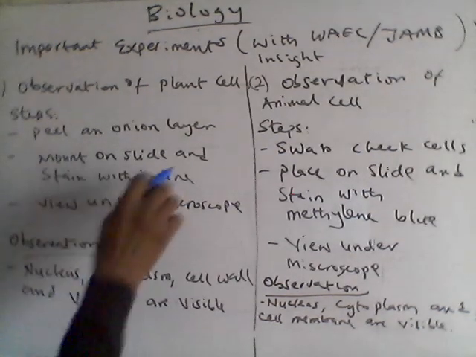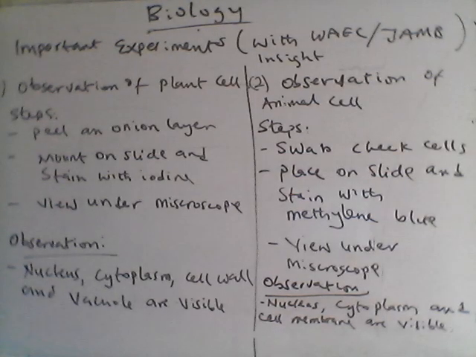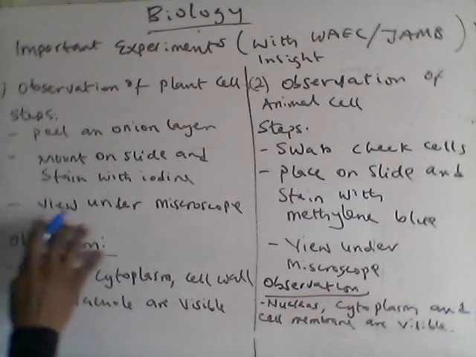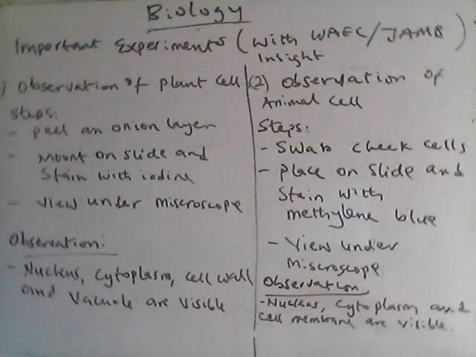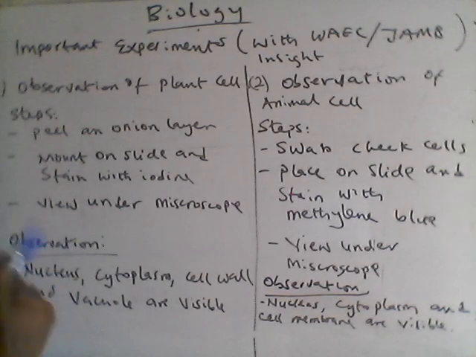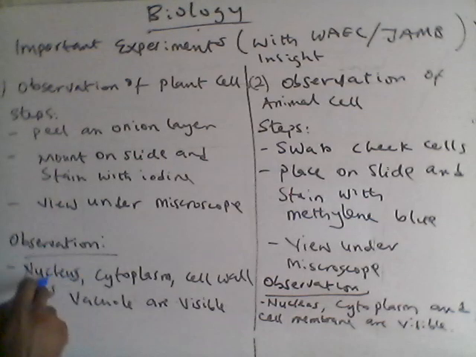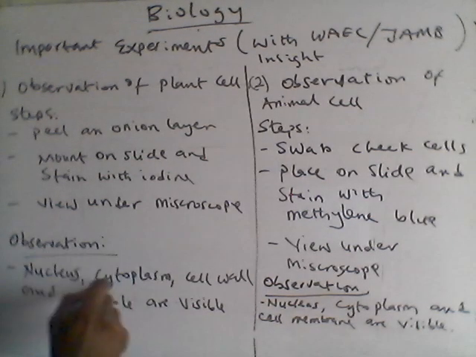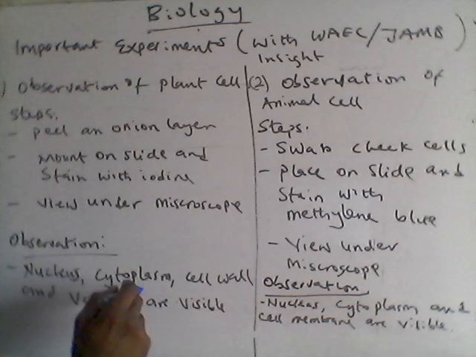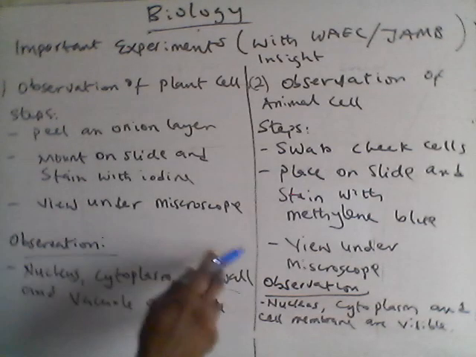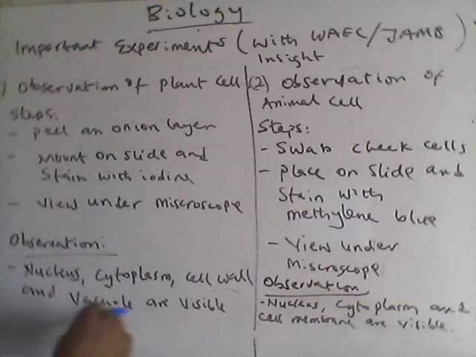Then mount it on a slide and stain with iodine. So I'll put it on the slide, stain with iodine, and view under the microscope. Now, when I do that, what I will observe is that I will see the nucleus, that's the central part of the cell, where the DNA is resident. I will see the cytoplasm, where photosynthesis occurs. I will see the cell wall, that is the regular shaped cell wall, and the vacuole, where you store food, water, and waste.